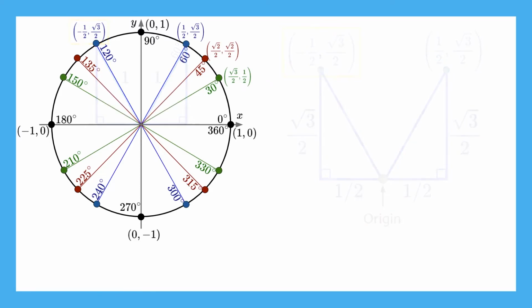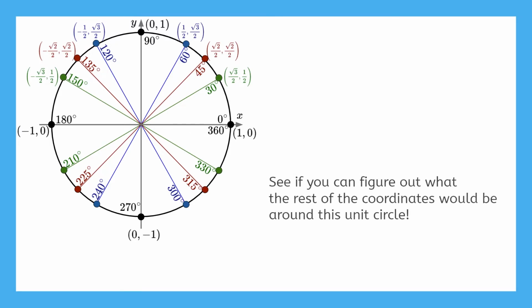In fact, all of the points of the second quadrant have a negative x value, but they're otherwise the same coordinates as their reflection over the y-axis. 135 degrees has the same coordinates as 45 degrees, but with the negative x coordinate. And 150 degrees has the same coordinate as 30 degrees, but again, with a negative x. Pause the video now and see if you can figure out what the rest of the coordinates would be around this unit circle.